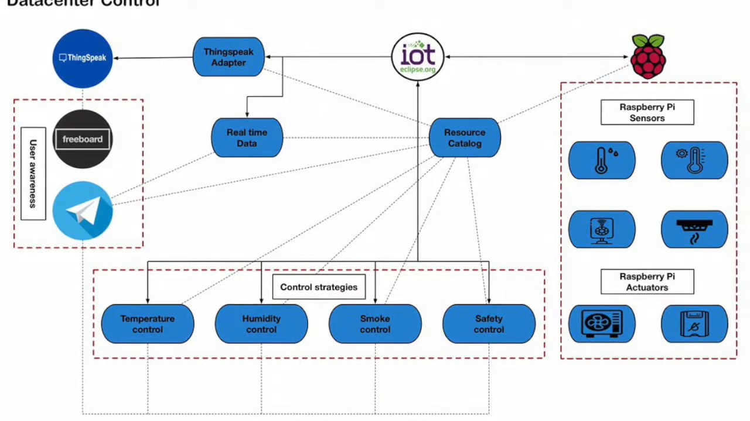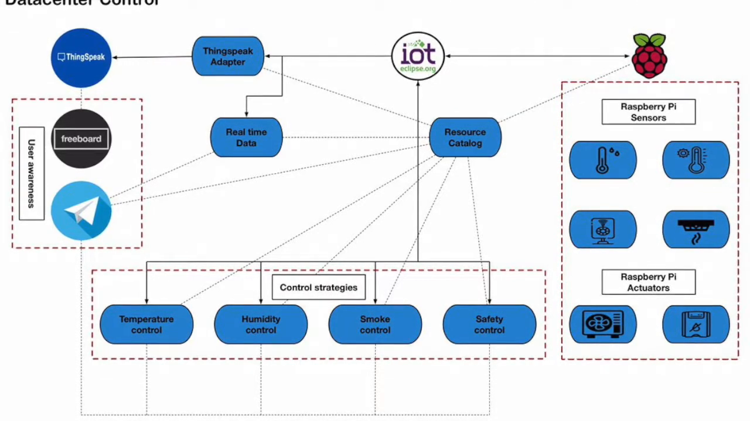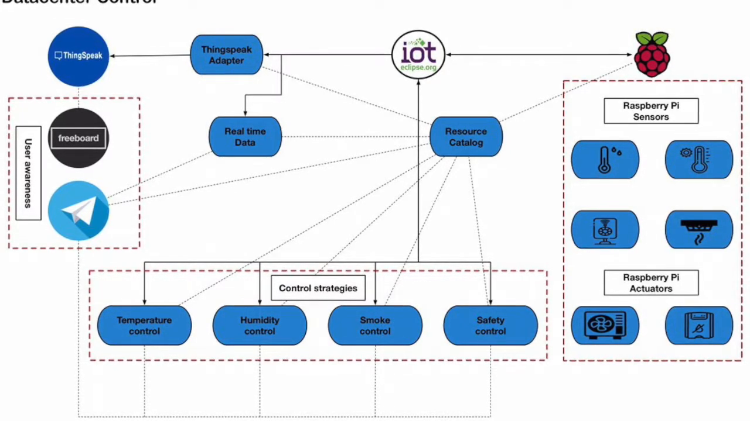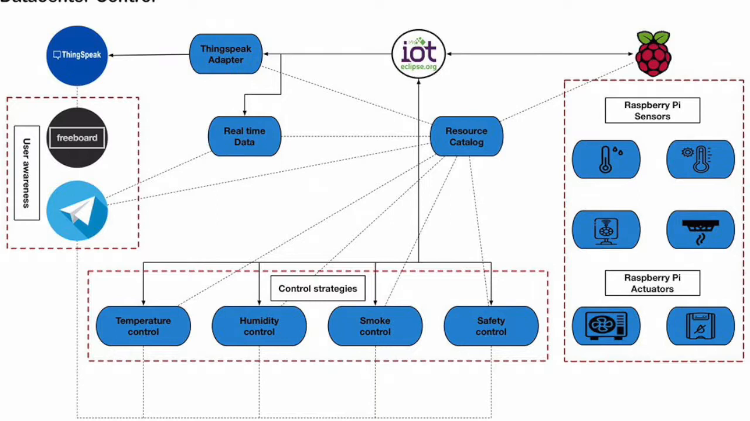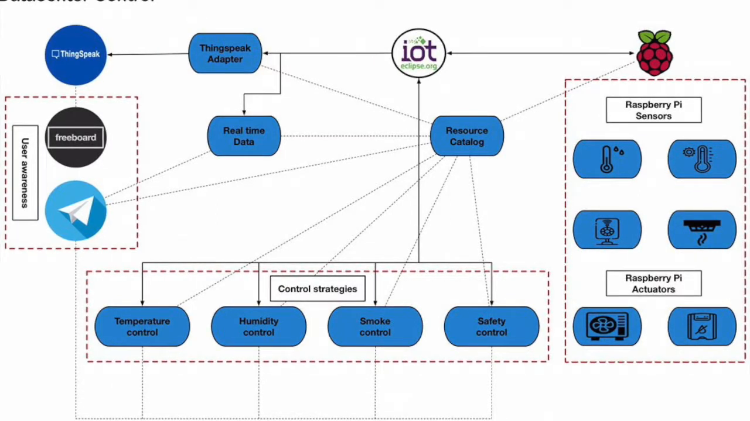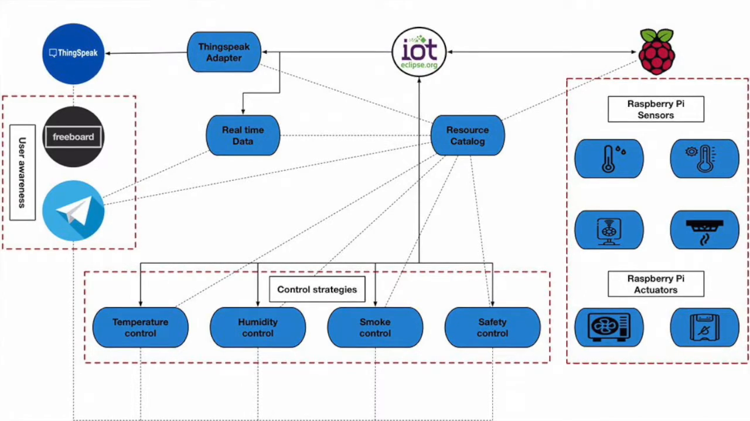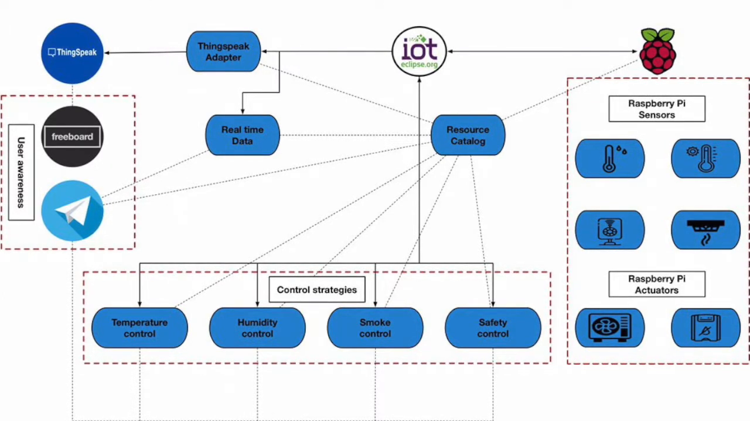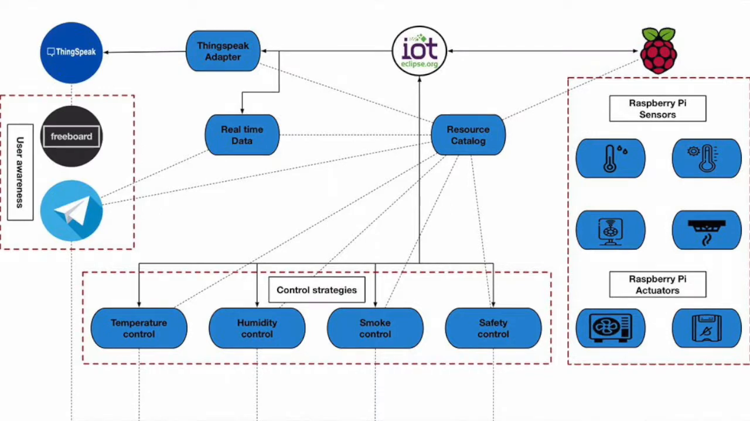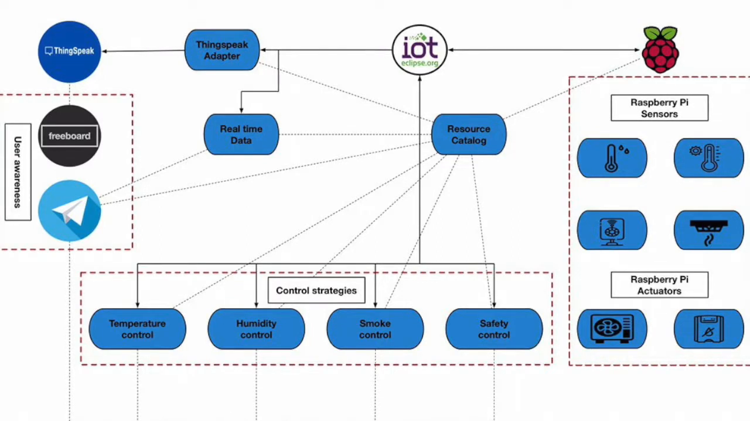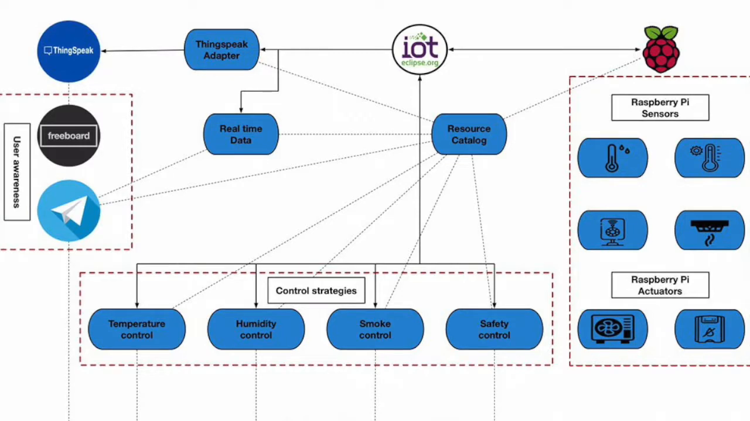Then we have smoke and safety control, which are control strategies that monitor smoke detection and presence of someone in the room respectively. Each of them works as an MQTT subscriber to receive information from the smoke sensor in the room and sends an advice to the user through Telegram. In the end, we have some components that allow us to visualize and monitor the data, ThingSpeak and Freeboard. And then we have Telegram that allows us to manage the data.